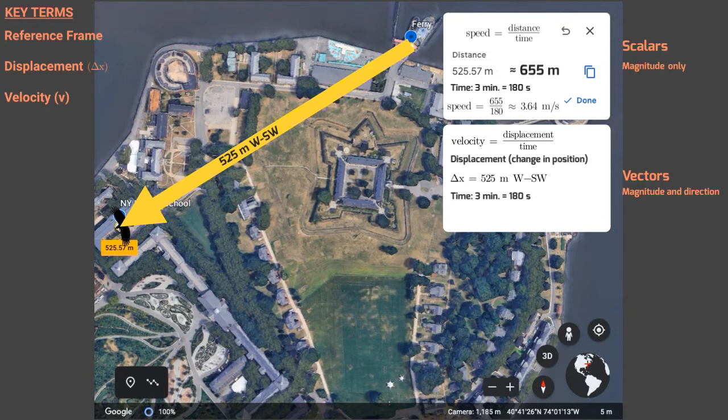So let's take our crow again, and our crow is faster than the skateboard, so we'll say it takes her 1 minute to get to the harbor school, or 60 seconds. So our velocity is 525 divided by 60, which is 8.75 meters per second. And again, velocity is a vector quantity, so that's 8.75 meters per second west-southwest.